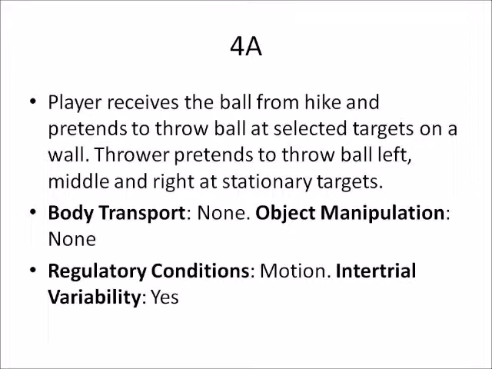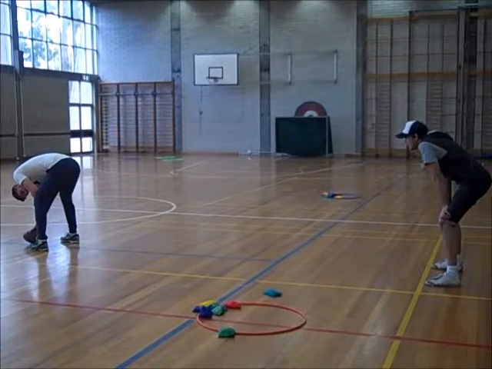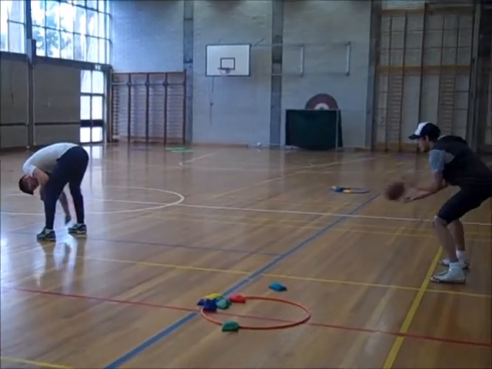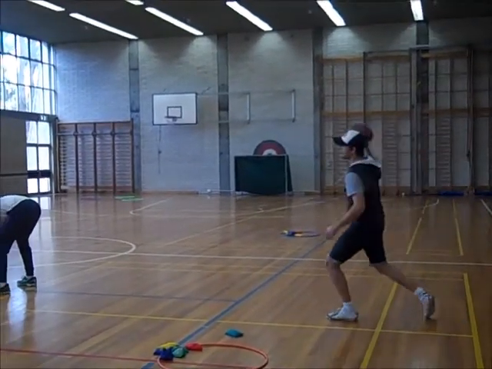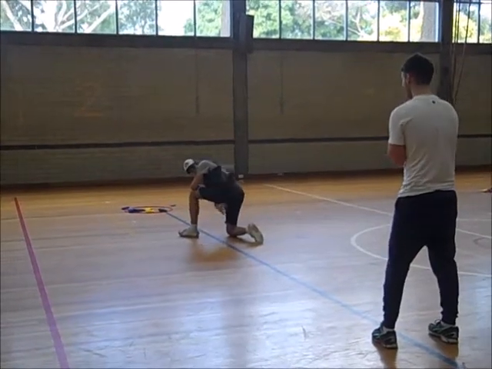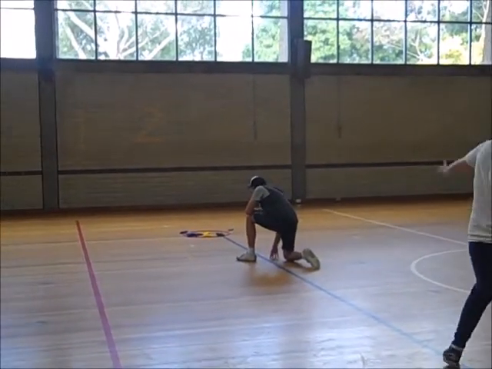The participant will then receive the ball and pretend to throw it at a stationary target, in this case the numbers displayed on the wall. Notice how the participant incorporates the visual stimuli of the numbers on the wall in unity with the skill.